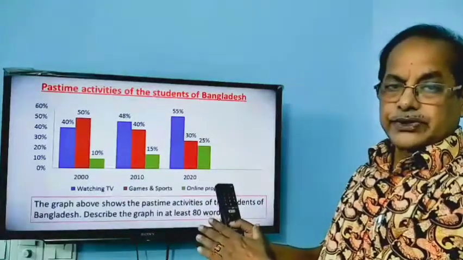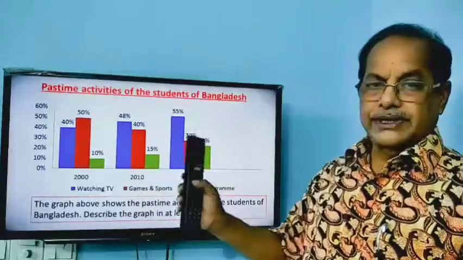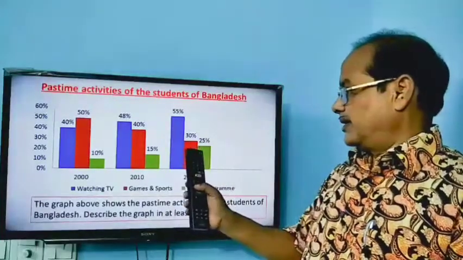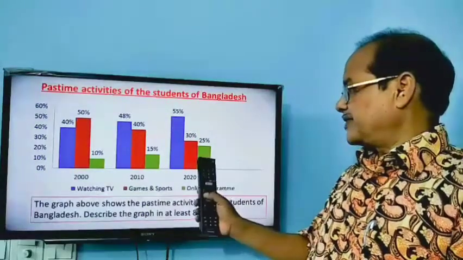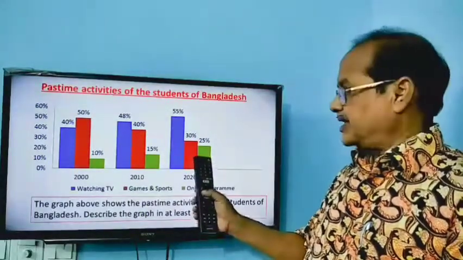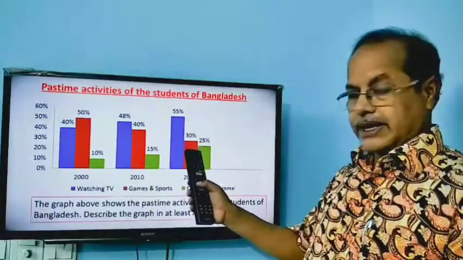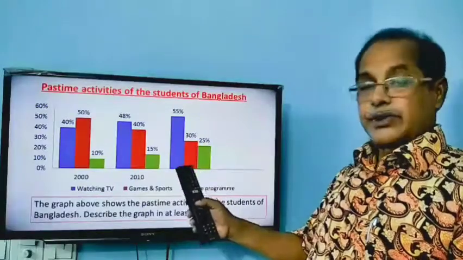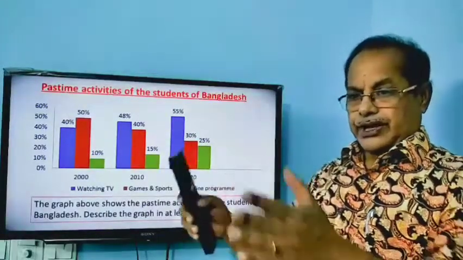So this is the practical scenario of Bangladeshi students, how they are passing their time. The graph clearly indicates the number of internet users is increasing day by day. Outgoing play, like playing cricket and football, is decreasing, but watching TV is increasing due to not going outside.